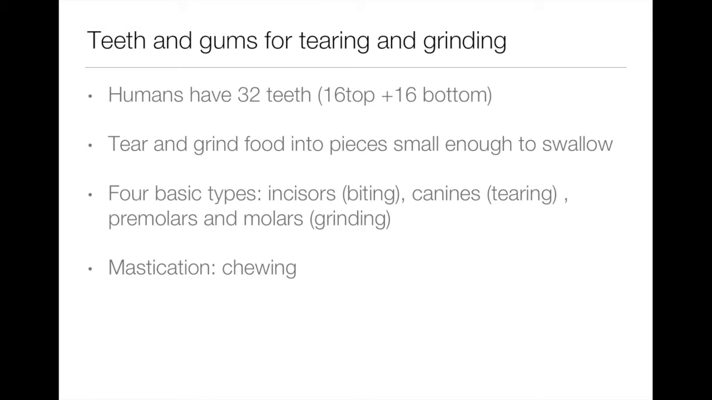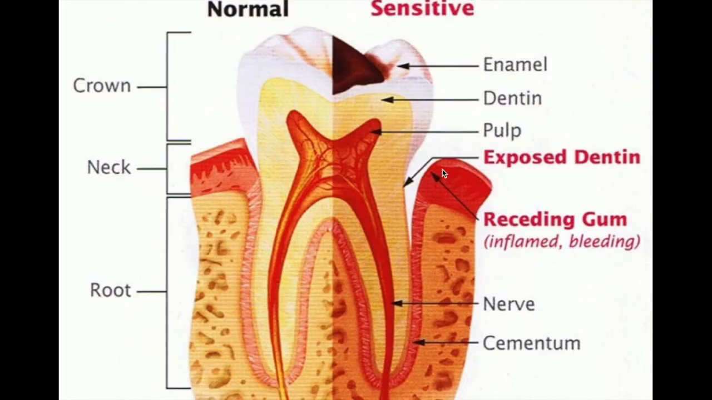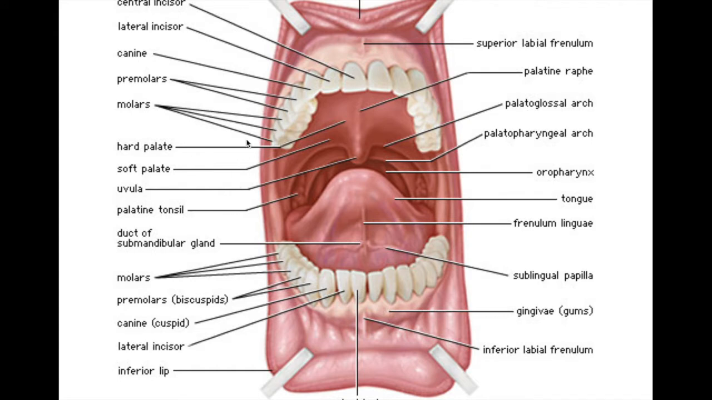First of all, we've got 32 teeth, 16 on the top and 16 on the bottom. But explaining the mouth while not looking at it is not anatomy and not physiology, so let's look at the mouth here. We've got 16 teeth on top and 16 on the bottom. Your teeth tear and grind food into pieces that are small enough to swallow, and they come in 4 basic types. First of all, we've got the incisors, which are for biting. Then we've got the canines for tearing, the premolars, and the molars for grinding.